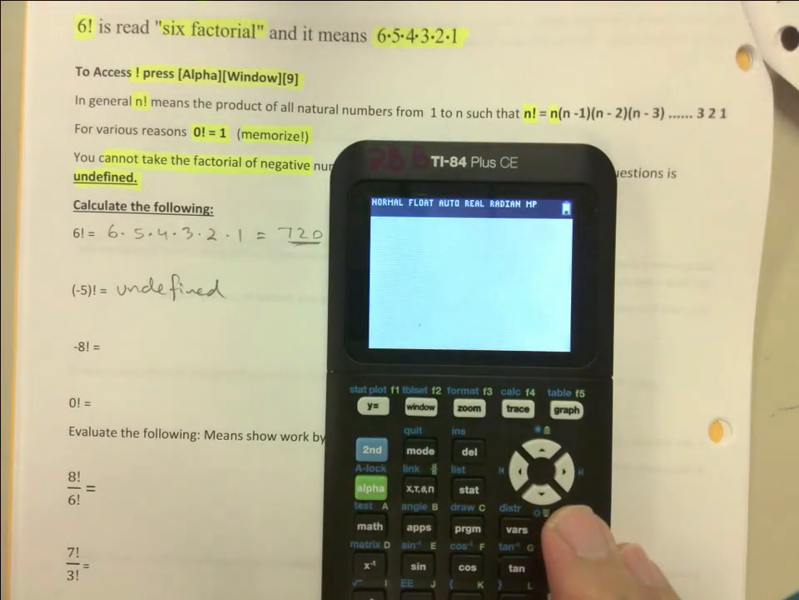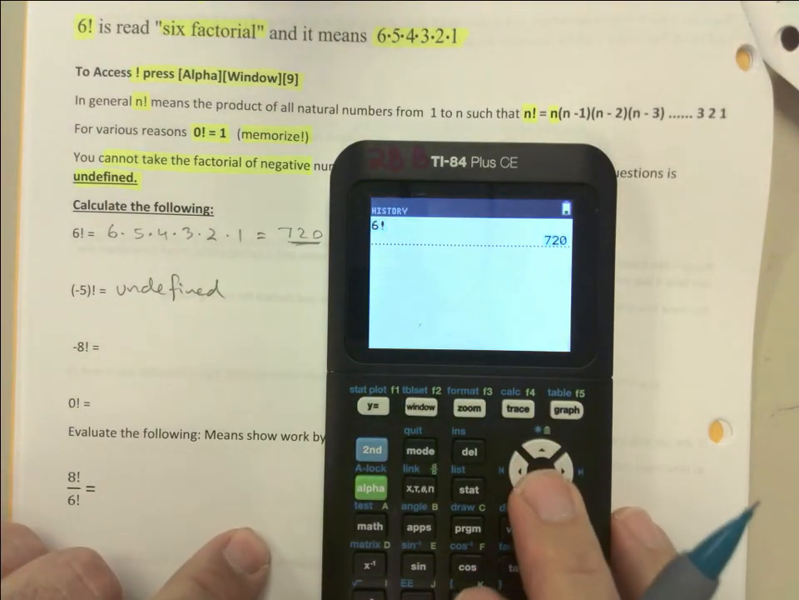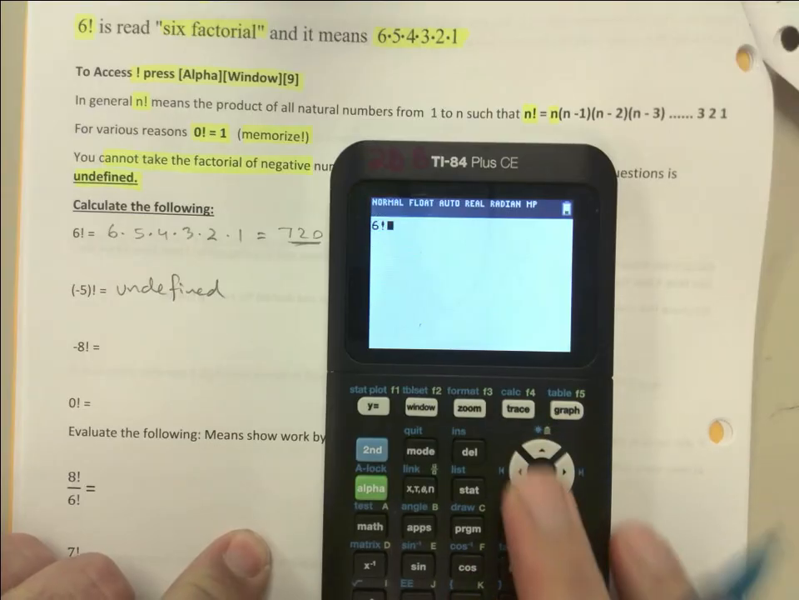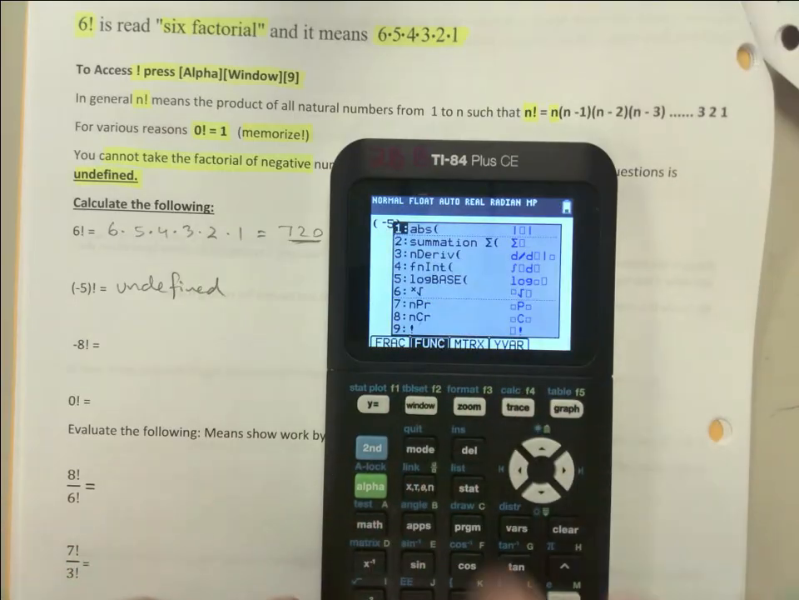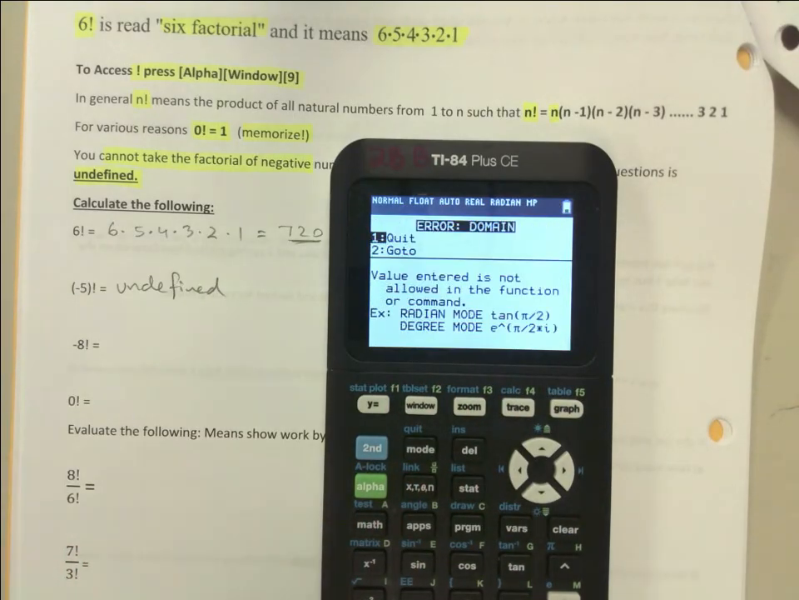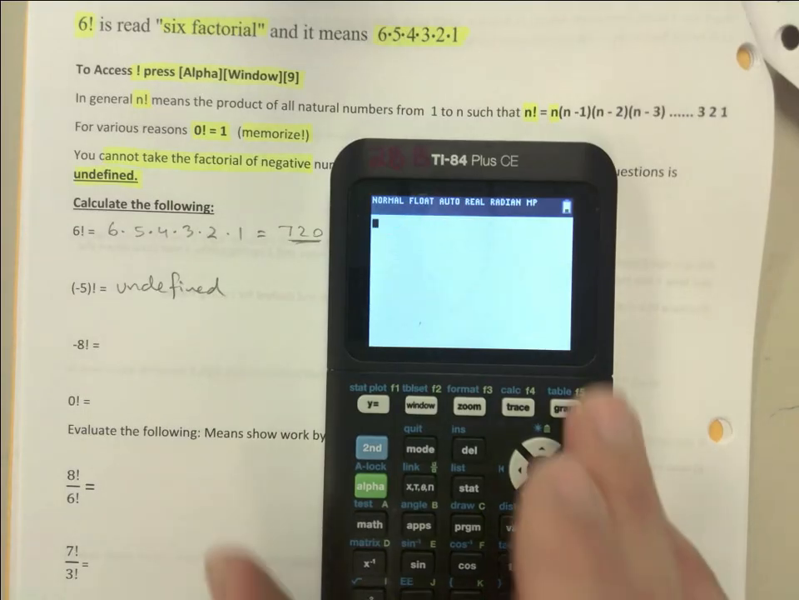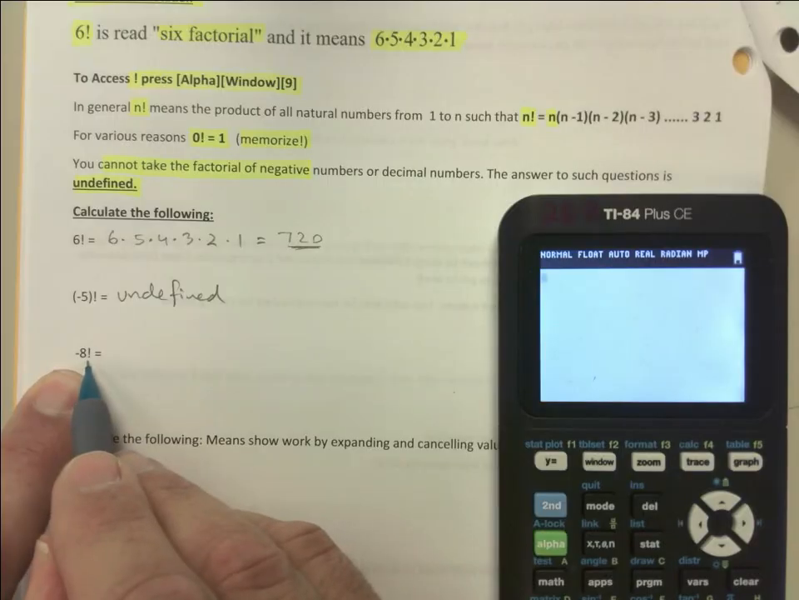You can try. I'm going to give this a try real quick here. I'm going to go 6 factorial, then try going negative. It's going to overwrite it, of course. If you put anything negative in brackets and then go alpha window 9, it's going to say error, domain. Something is wrong, can't do it. So can't do negative.